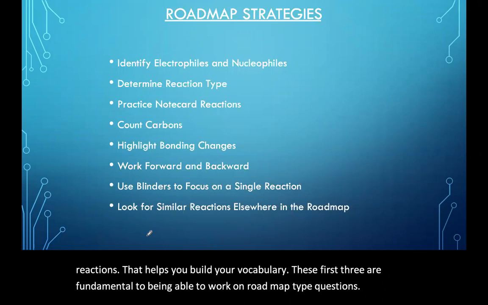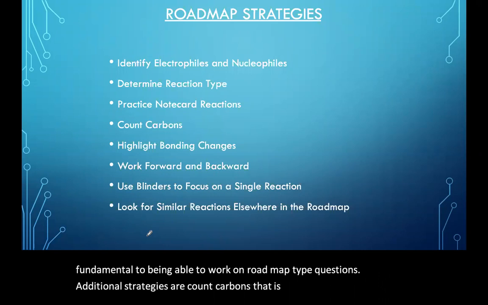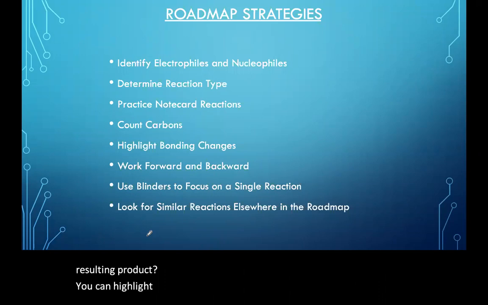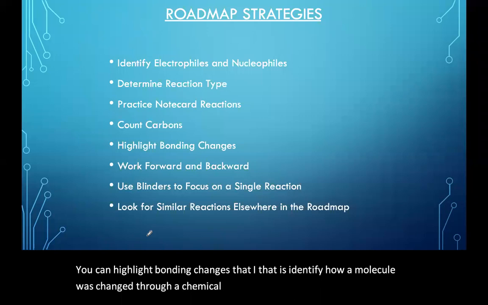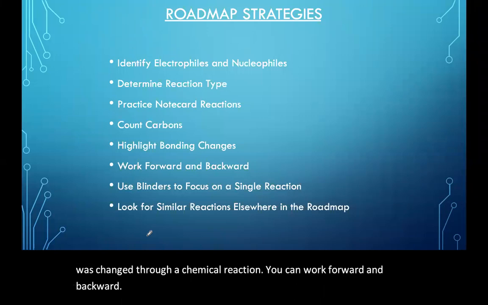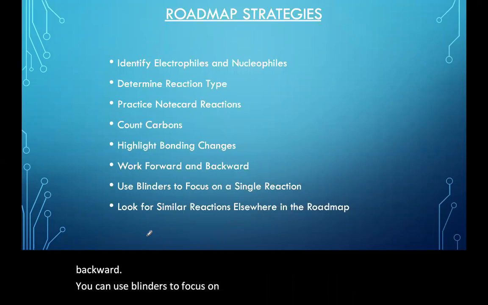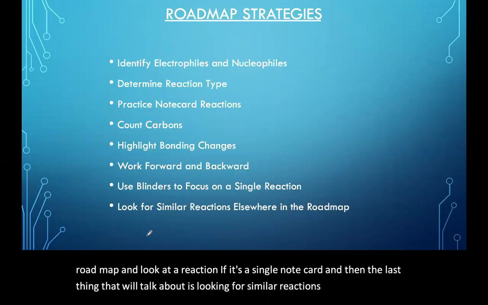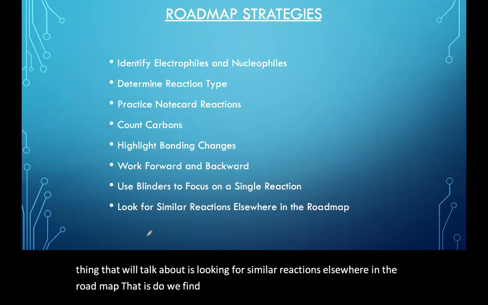Additional strategies are count carbons. That is, how many carbons are in your two reactants, and do you have the sum of those two numbers in your resulting product? You can highlight bonding changes, that is, identify how a molecule was changed through a chemical reaction. You can work forward and backward. You can use blinders to focus on a single reaction. That is, cover up the rest of the roadmap and look at a reaction as if it's a single note card. And then the last thing that we'll talk about is looking for similar reactions elsewhere in the roadmap. That is, do we find any hints or clues that might be useful?